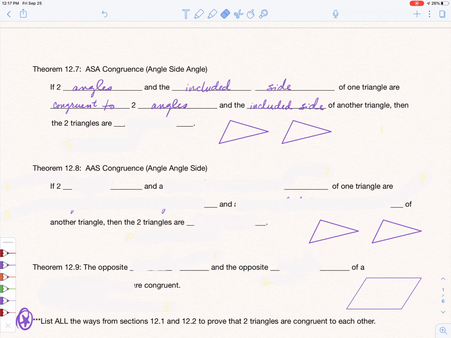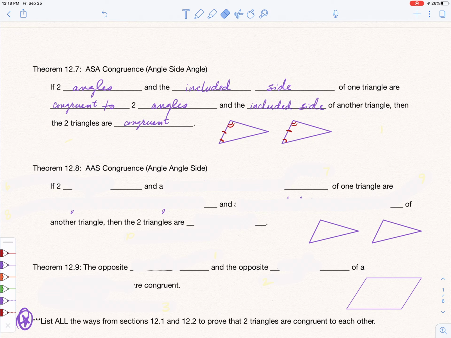So let's stop right there. Let's go to our picture here and let's mark a pair of angles congruent. And then it says two angles, so let's mark another pair of angles congruent. So now I have two angles congruent to two angles. And it also says that I have the included side. Remember that included side from the last section means that it's the side between those two angles. So the included sides are congruent to each other. If that occurs, then you automatically know the two triangles are congruent to each other.